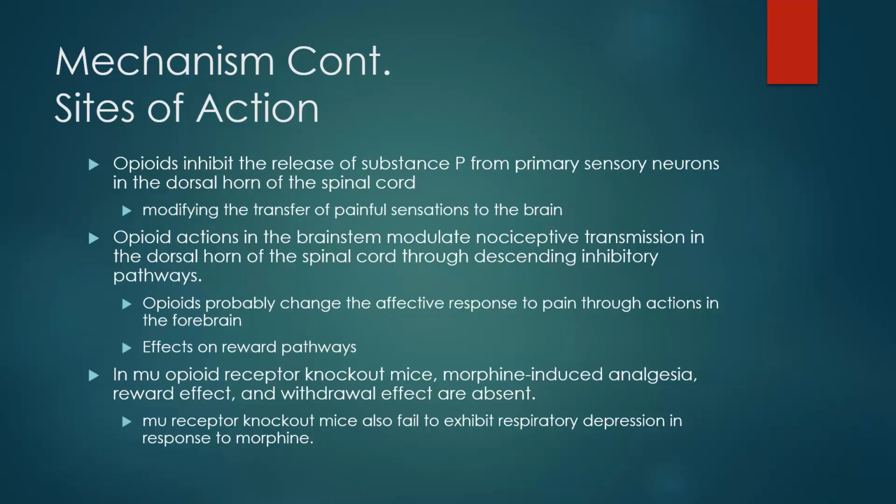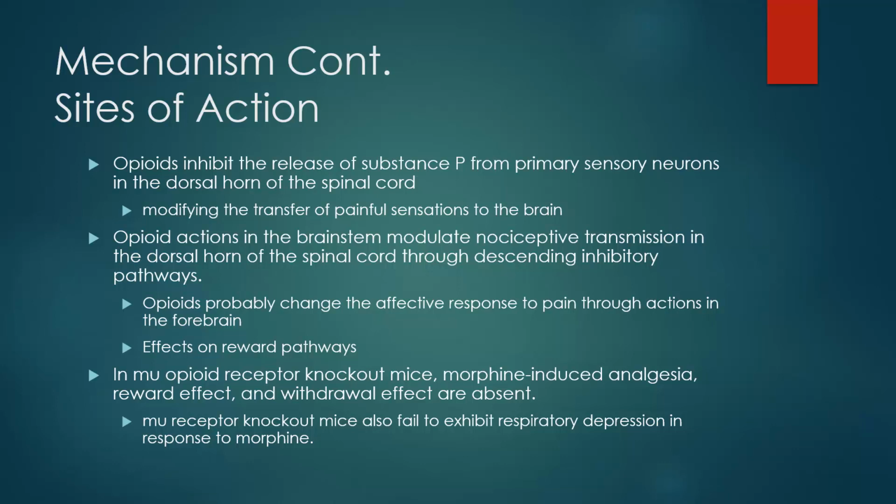Opioid receptors are everywhere. In the spinal cord, they inhibit the release of substance P from primary sensory neurons in the dorsal horn, so they prevent transfer of painful sensation to the brain. In the brainstem, they modulate nociceptive transmission through the descending inhibitory pathways. They can also change the affective response to pain by acting on the cortex and also modulate the reward structure.